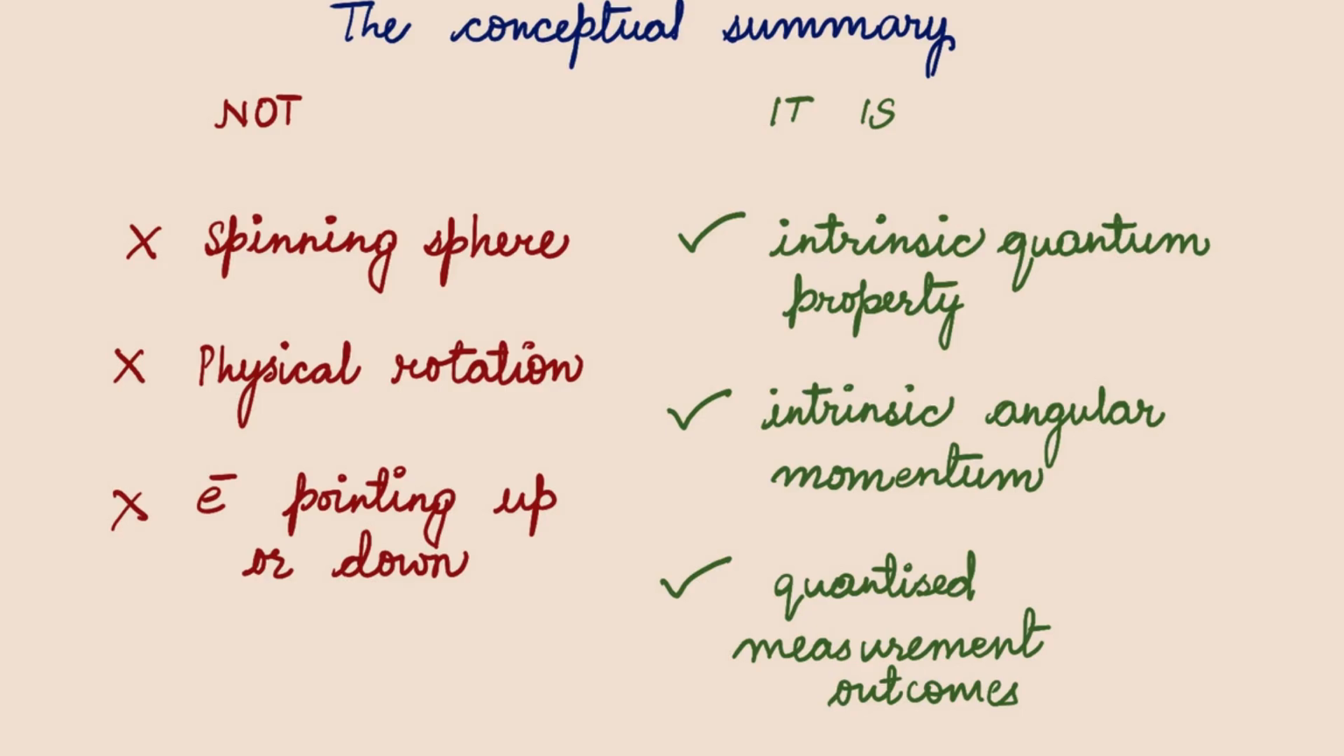So, the next time you hear the statement, the electron has spin, don't imagine a tiny ball rotating in space. Think instead, an electron possesses an intrinsic quantum property that behaves like angular momentum, and that property is what we call spin.